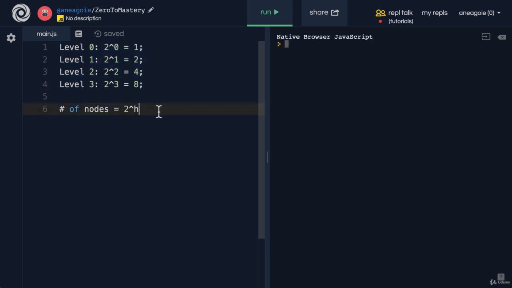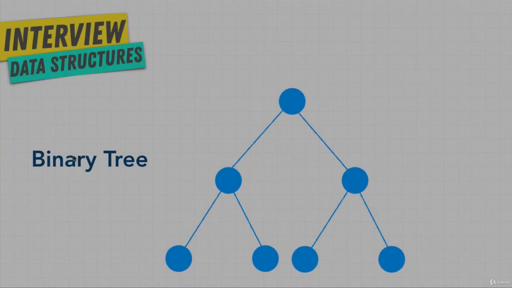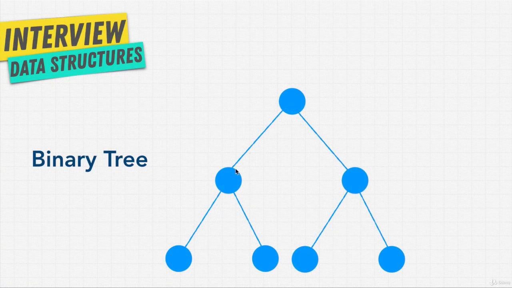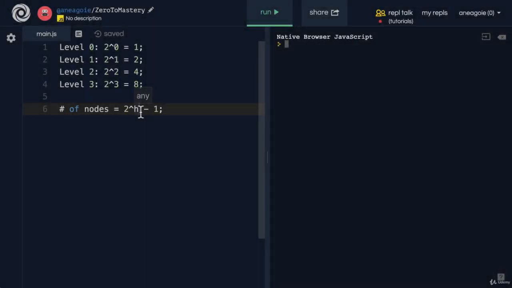2 to the power of h minus 1. Now, why this minus 1? Well, if we go back to our diagram, this binary tree, we have 1, 2, 3, 4, 5, 6, 7. We have 7 total nodes, and the tree is 1, 2, 3. The height of the tree, well, it's 3 levels deep. So 2 to the power of 3 minus 1 is 7 nodes.